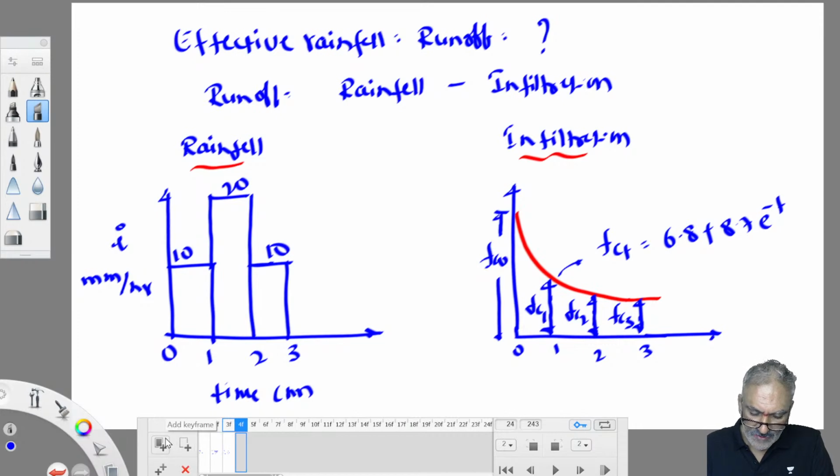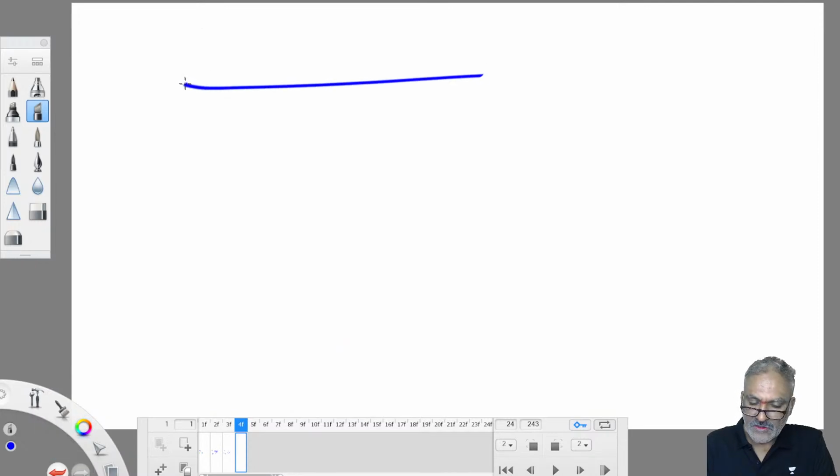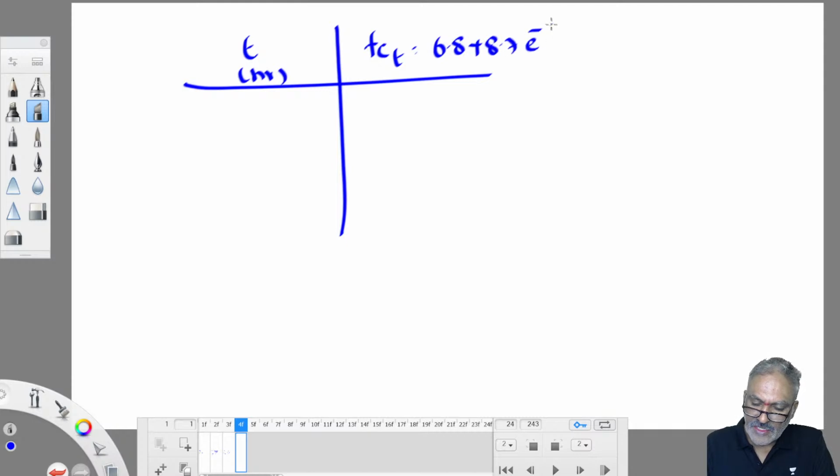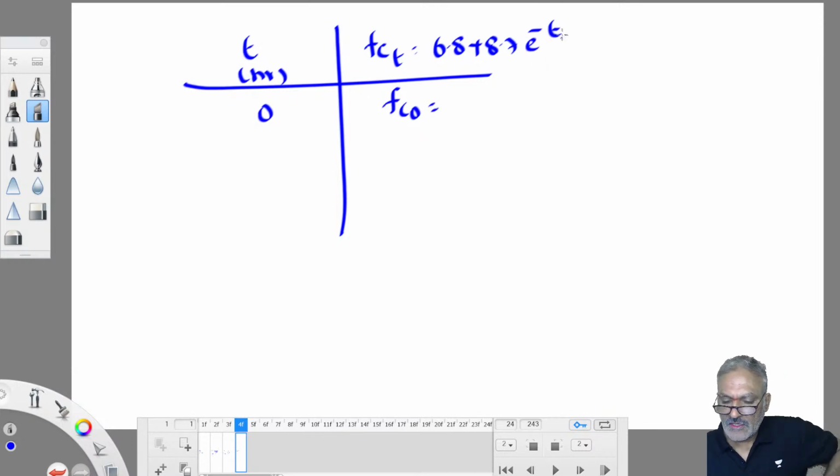So everywhere I values are more than FC values, Horton approach is true, then you can work out. So I work out with time t in hours, FCt is 6.8 plus 8.7 e power minus t. At time t equal to 0, FC naught, substitute and find out. T equal to 0 means this whole thing will become 1, e power minus 0 is 1. So it's 6.8 plus 8.7, which is 15.5 mm per hour.